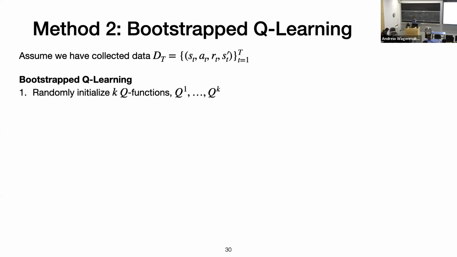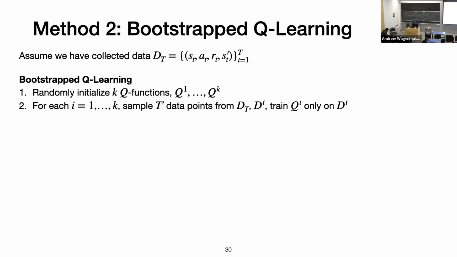I'm going to randomly initialize k different Q functions, Q1 through Qk. Then, how would I usually do Q-learning? I would just train my Q function on all the data. Instead, I'll train each Q function on some subset of the data. I'll randomly sample T prime points from my data set to form some data set Di, and I'll train my ith Q function simply on these Di data points.